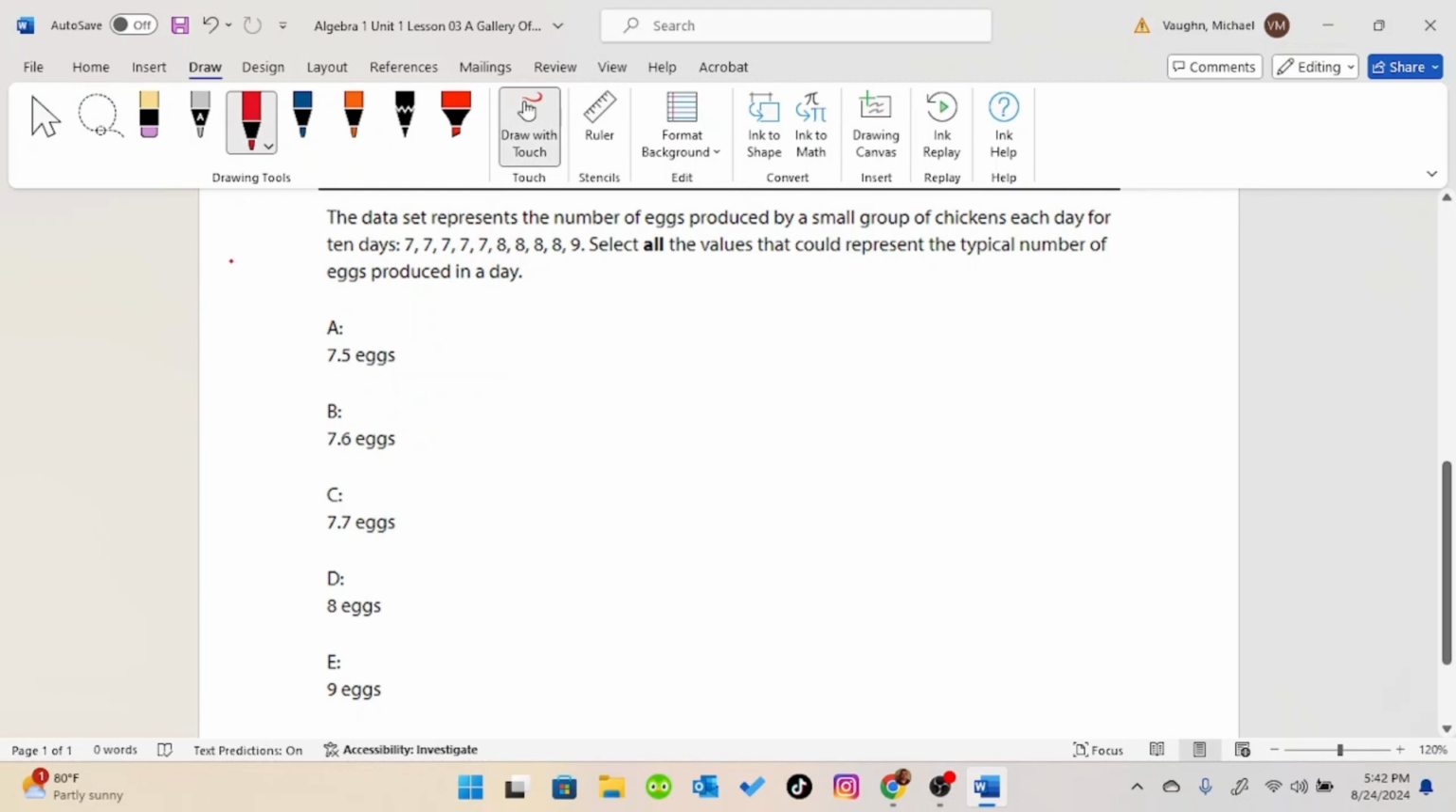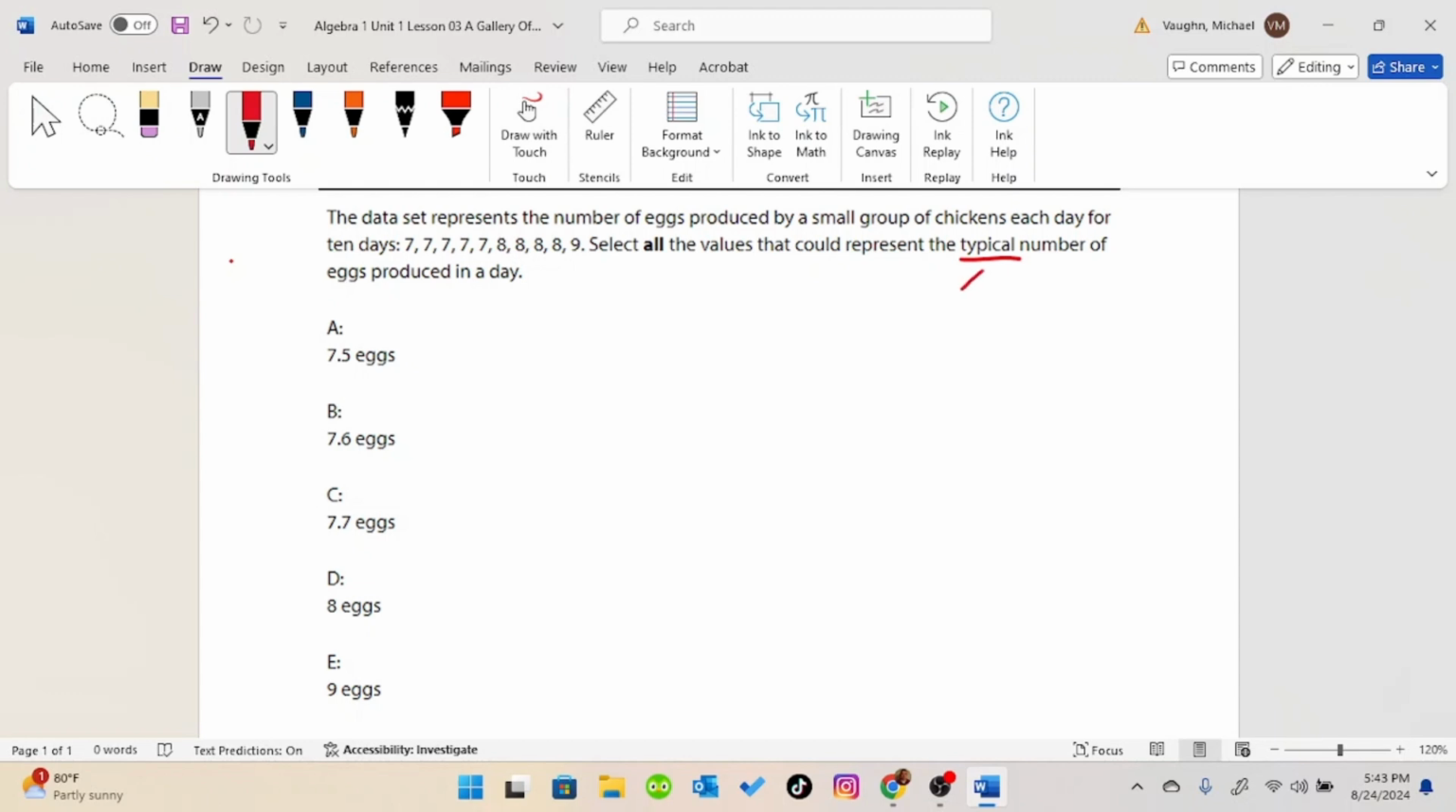Our other practice problem. The data set represents the number of eggs produced by a small group of chickens each day for 10 days. That means each of these numbers in the data set is a number of eggs produced on one day. Select all the values that could represent the typical number of eggs produced in a day. So notice the word typical. Typical means your average or your middle.